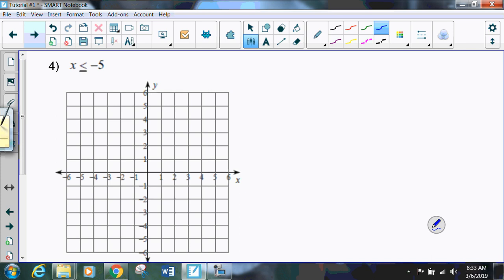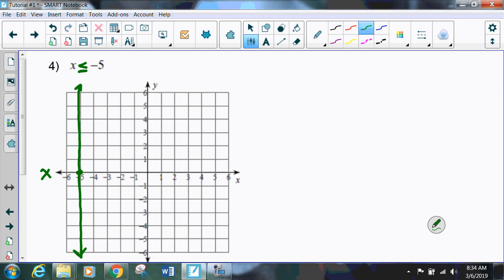x is less than or equal to -5. We know the line x equals -5, we go to the x-axis, we put a dot on the -5. We know that x equals a number is a straight up and down line. So can we do a solid line or can we do a dashed? Well, we see that x is less than or equal to. Because we see that or equal to line, we know we can make a solid line for our line.